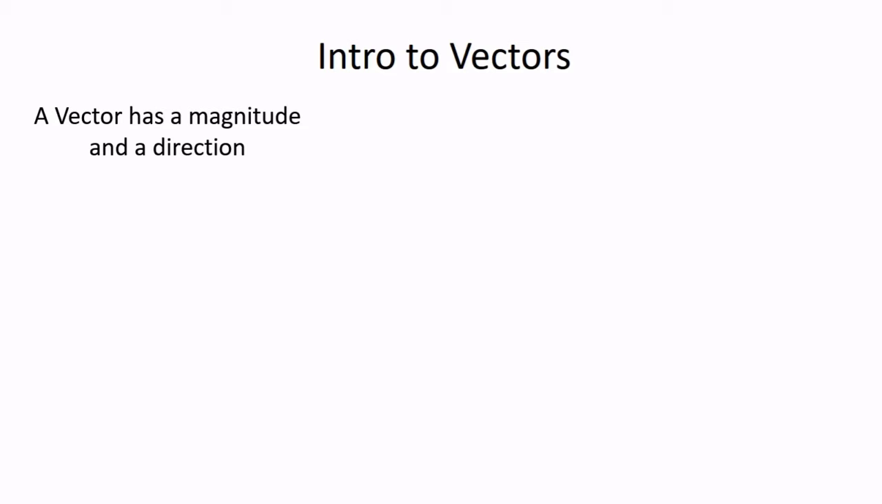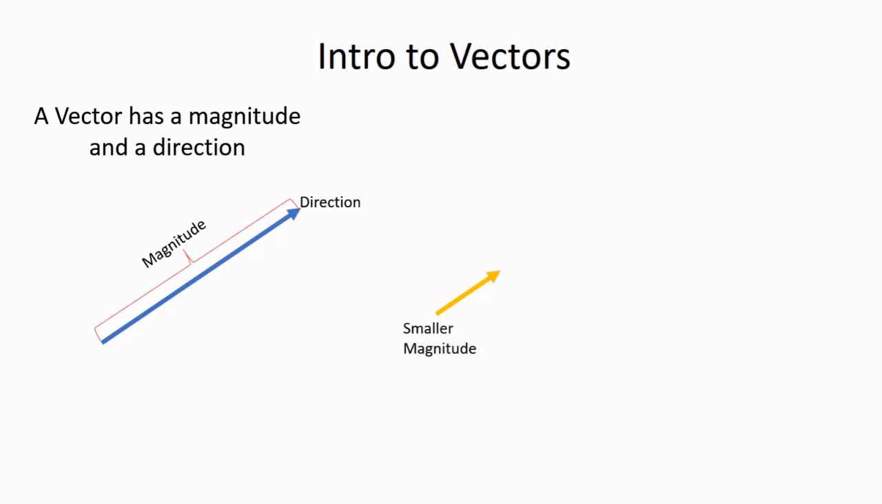To make that a bit more concrete, let's show how we visually represent a vector. We represent a vector with an arrow. The direction of the arrow is, well, the direction of the vector, and the length of the arrow represents its magnitude. For instance, we could have this other arrow over here that is pointing in the same direction but is much shorter. This second arrow has a smaller magnitude than the first, though it does point in the same direction.